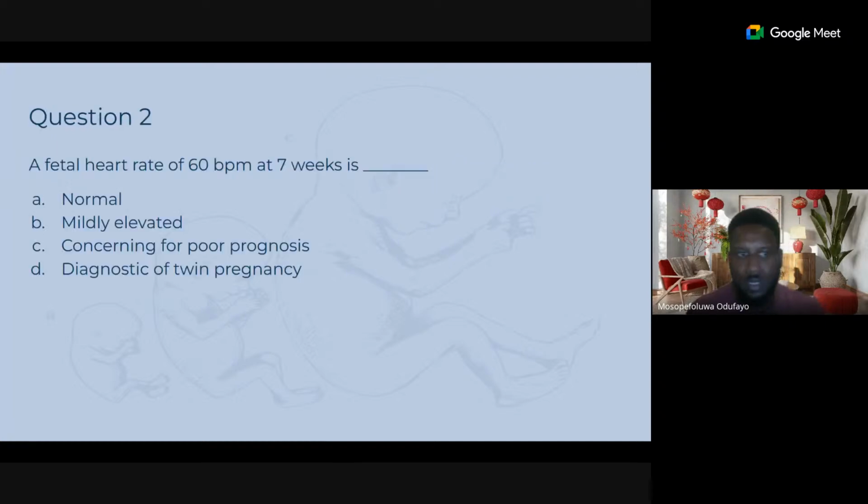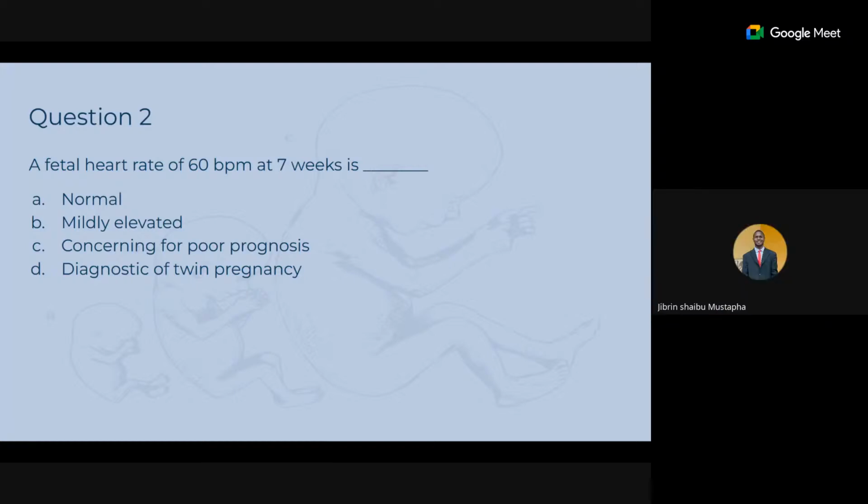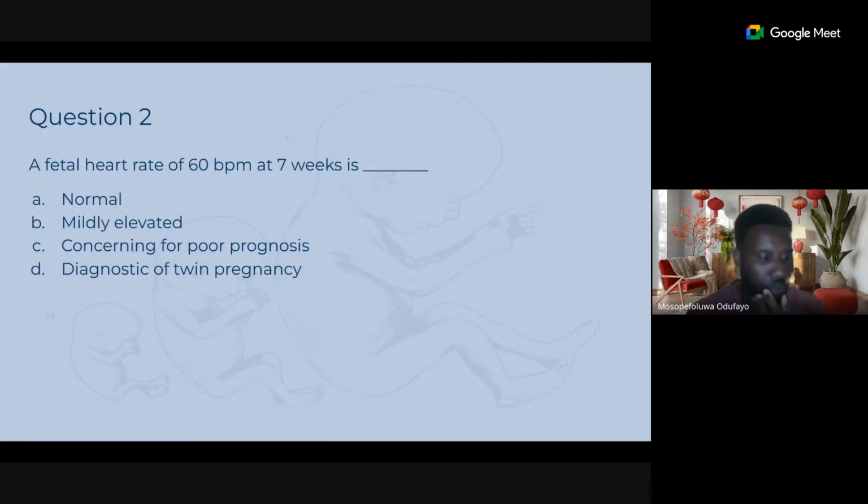Good. Let's look at another one. A fetal heart rate of about 60 beats per minute at 7 weeks is what? Is it normal? Is it mildly elevated? Is it concerning for poor prognosis, or is it diagnostic of a twin pregnancy? Five seconds. It's concerning for poor prognosis.